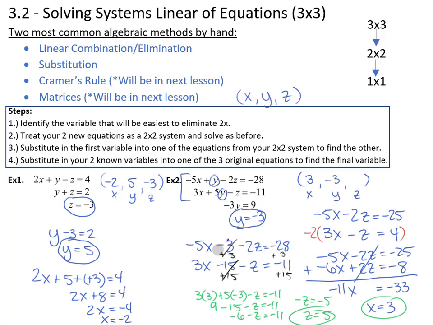So I've got x, I've got y, I've got z. Put in my 5 over there. As you can tell, this was somewhat of an easier system, but it still took quite a bit of work to get to our solutions here. Okay, and we do write them as these ordered triples. So this is how you would write your solution with x, y, and z.